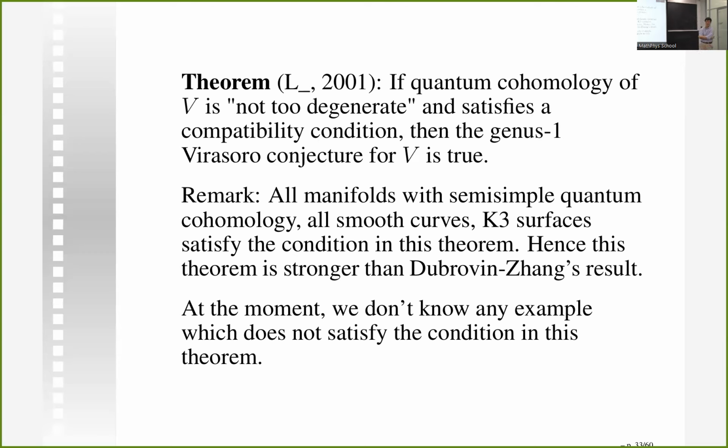So therefore, I suspect that if you can prove that all manifolds satisfy these conditions, then you prove the genus 1 Virasoro conjecture. But these conditions are just genus 0 conditions. They have nothing to do with genus 1. It's just a condition for the quantum cohomology of the manifolds.